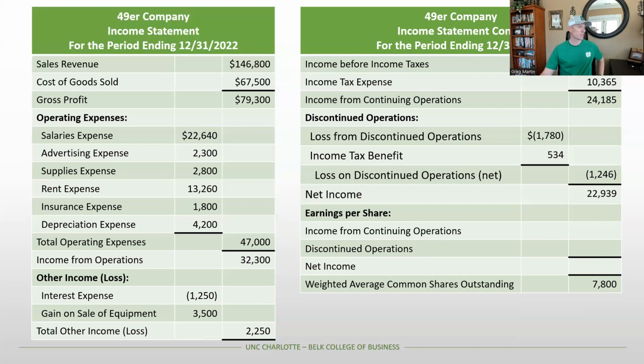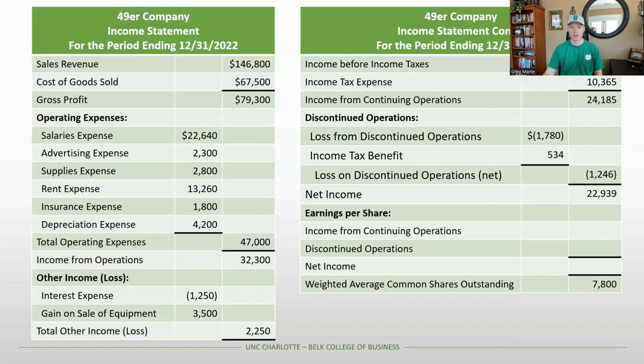All right, okay, so I just gave it to you straight up. 7,800 shares. So that's the nice thing, it makes it easy. I gave you the weighted average common shares outstanding. You do need to report that, because obviously that allows a user to see where you got your earnings per share numbers.